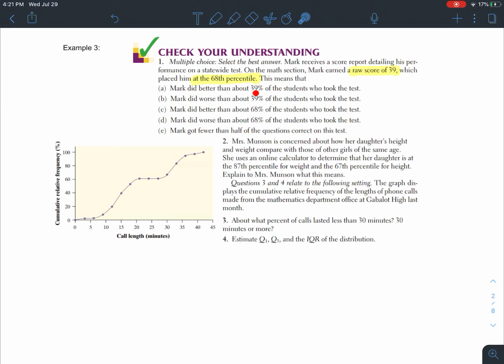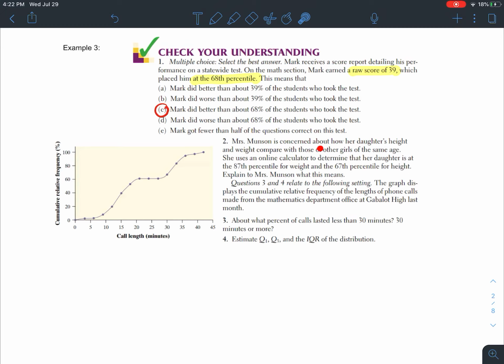First, it says Mark did better than 39% of the students who took the test. I don't think that's what this raw score means. Mark did worse than 39% of the students who took the test. I think we're interested in this percentile here. Mark did better than about 68% of the students who took the test. That sounds pretty good here. I don't think he did worse than 68% of the students because 68% scored less than him. Mark got fewer than half the questions correct. The best explanation of the 68th percentile is C.